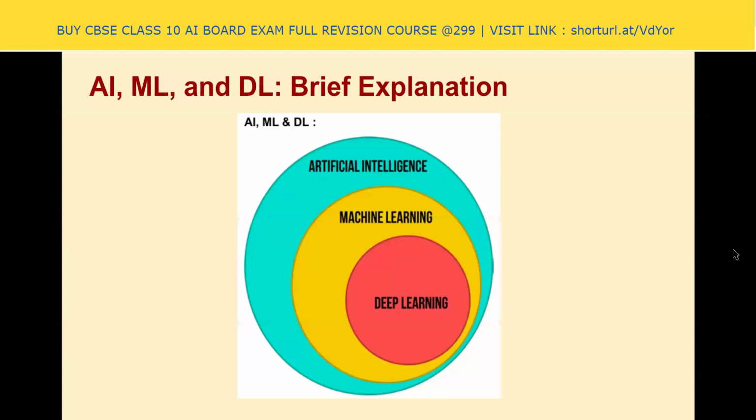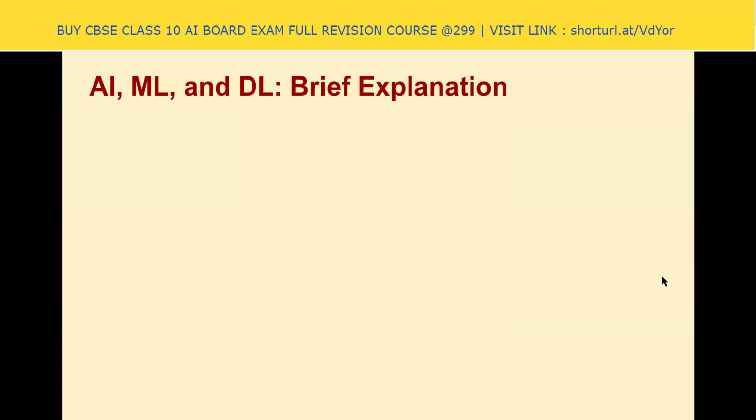Let's move further. The next thing is that we can divide AI into three basic areas, which are AI, ML, and DL. You can see from this diagram, AI is the broader area. Under this, machine learning is coming, and under this, deep learning is coming. So AI is an umbrella, with a wide variety of tools and applications. Under it is machine learning, and under machine learning there is also deep learning.